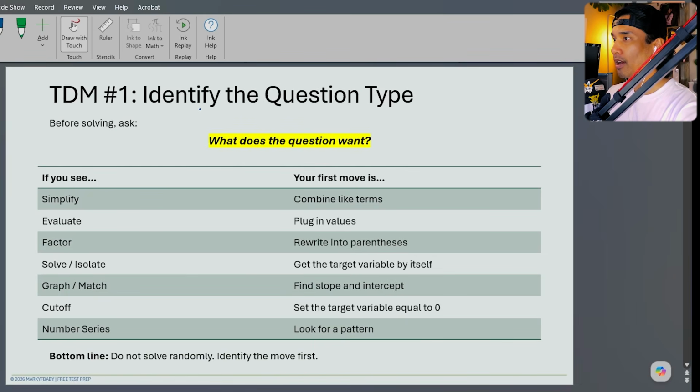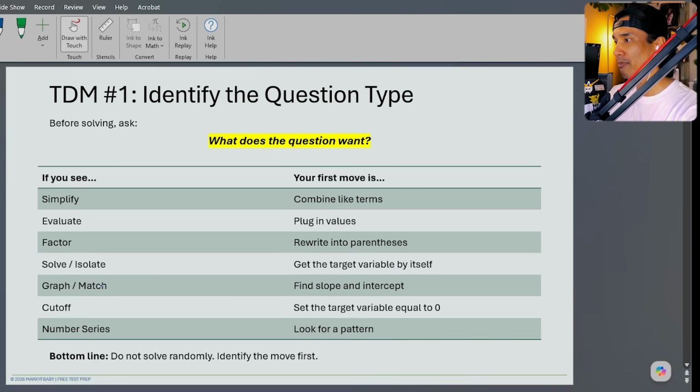The first one, identify the question type. Before solving, ask, what does the question want? If you see simplify, your first move is to combine like terms. If you see evaluate, your first move is to plug in values. If you see factor, rewrite into parentheses. If you see solve isolate, get the target variable by itself.